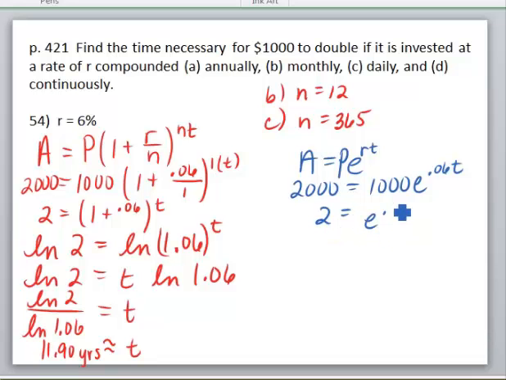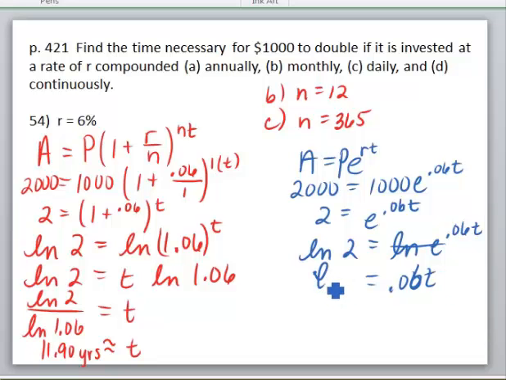So this time, I want to ln both sides. And this time my ln e cancels out. So I'm just dividing by 0.06. So I have ln 2 divided by 0.06. So T is approximately 11.55 years. So not a great difference there. Somewhat of a difference, not a huge difference.